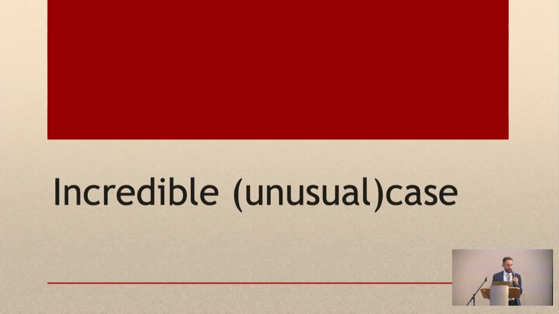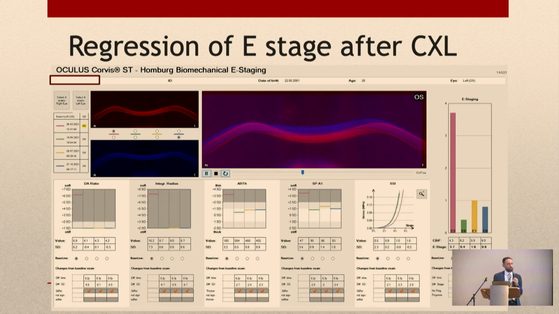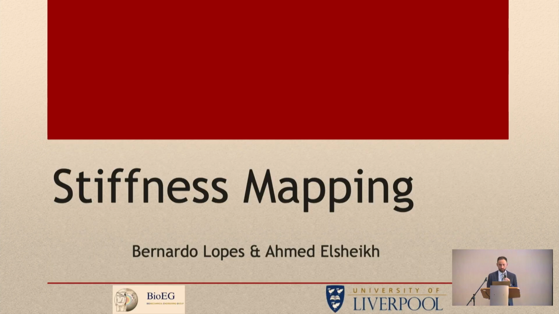This is an unusual case, again, unusual case just for leisure. This is a patient after cross-linking. See the change in E value. I've never seen anything like that before. This is a patient that got incredibly flatter, like a lot. And it was so flatter, so stiffer, that the E stage went from E3 to E0 with cross-linking. You should not expect to see that. I use this example because you should not expect to see it.